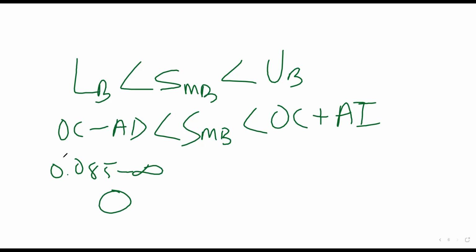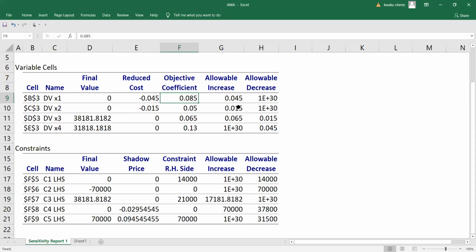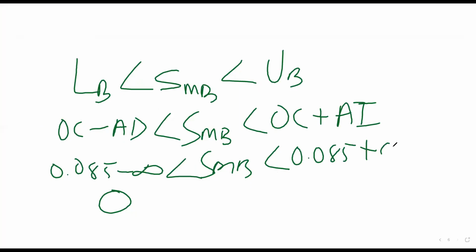And then the next gap, of course, for this one will be the objective coefficient, which is 0.085, plus the allowable increase. Go and check the allowable increase. The allowable increase is 0.045. So you add that 0.045 to the objective coefficient.